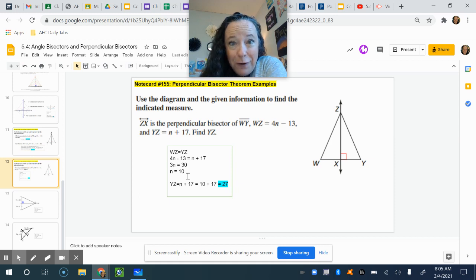That shouldn't be an issue for you guys, solving for n. And then it wants me to find YZ. So I have to plug that 10 back in, and I get that YZ is 27. Pause me and finish up note card 155.